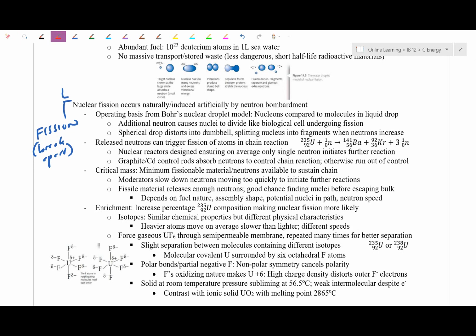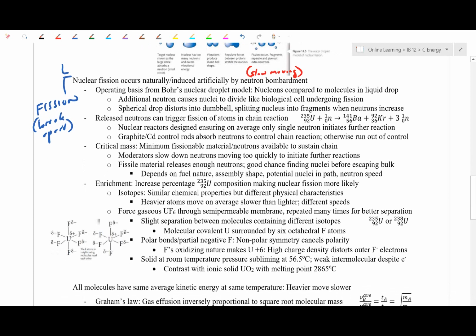What's important for you to note here is for those neutrons, usually for this design, we want them to be slow moving neutrons. If they're traveling too quickly, they're just going to bounce directly off the uranium-235. It's not going to get a chance of actually being absorbed. So we're going to actually have control rods and moderators to slow that down.